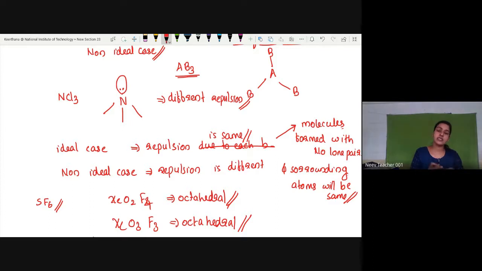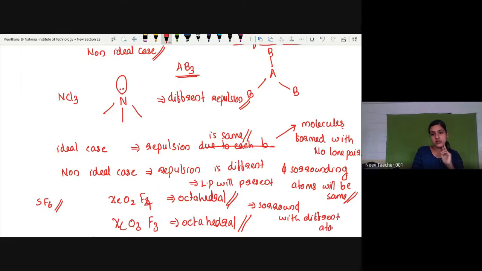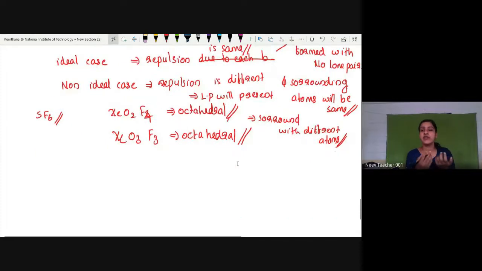And in the non-ideal case, the repulsion will be different. In that case, either a lone pair will be present, or it will be surrounded by different atoms. So the presence of a lone pair, or surrounding by different atoms. So in the case of BCl3, BBr3 and BF3, what is happening?